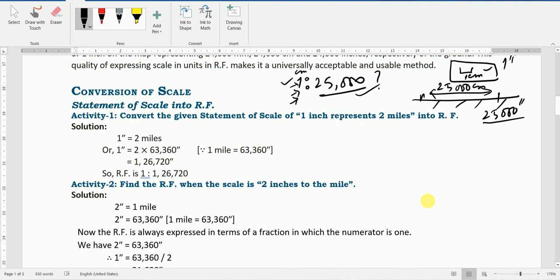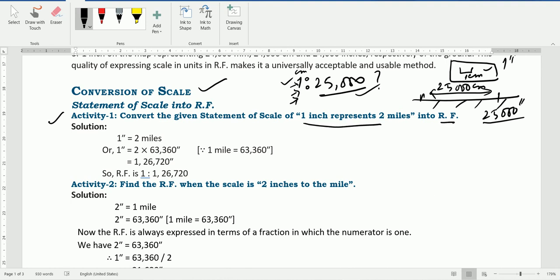Okay, if you are clear, then we shall conduct some activities on conversion of scale. The first activity is about converting a statement of scale to RF. Activity 1: convert the given statement of scale, 1 inch represents 2 miles, into RF, the representative fraction.